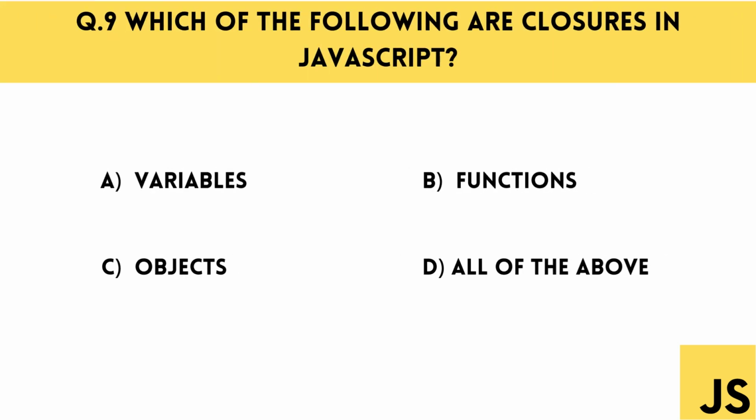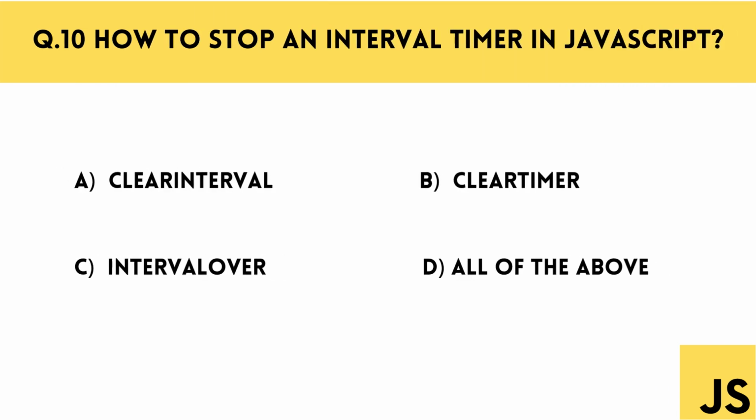Which of the following are closures in JavaScript? Option B, function. To stop an interval timer in JavaScript. Option B, clear timer.